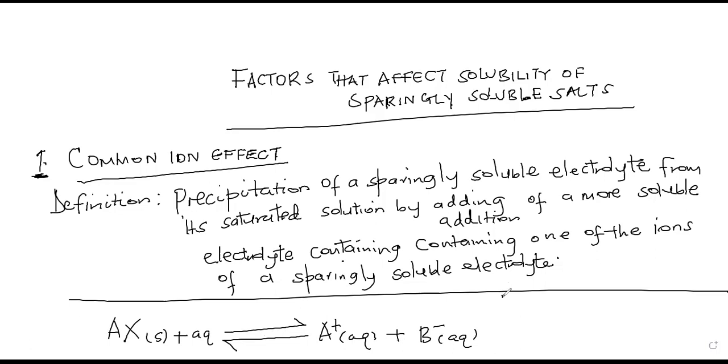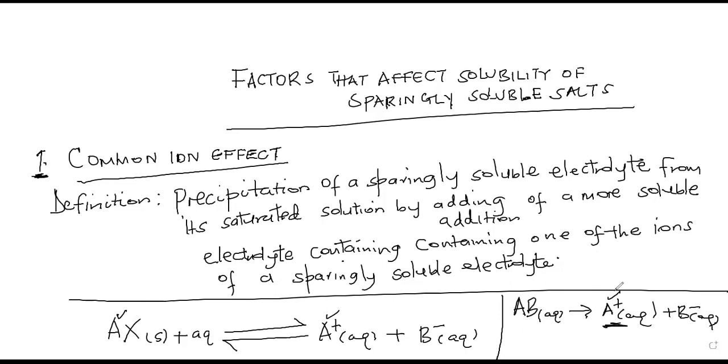So when you introduce a more soluble salt, or a soluble electrolyte, which has one of the ions of these, for example a more soluble salt AX, because it is a more soluble electrolyte, it will completely ionize and give us A ions and ions of X. So the concentration of A ions has increased in the solution, because you had a sparingly soluble electrolyte which had ions of A, and you have also introduced a more soluble electrolyte which has got other ions of A.